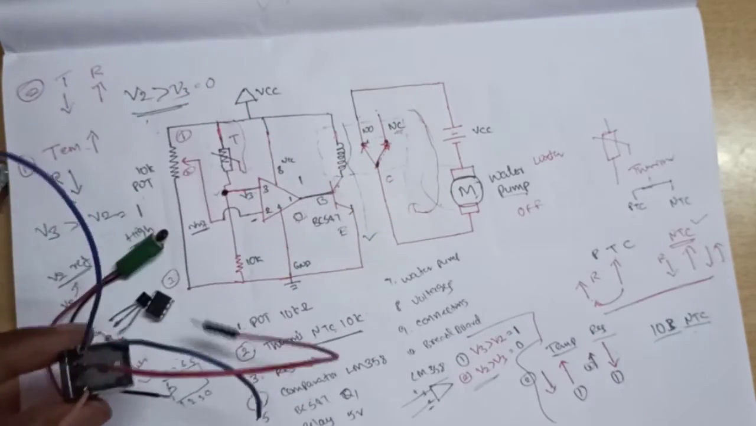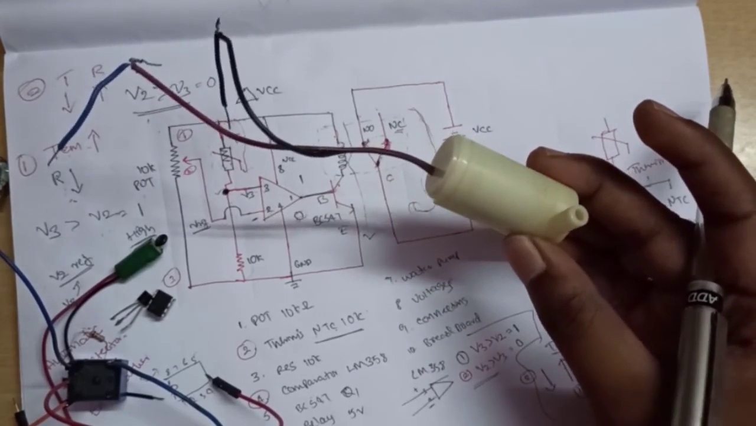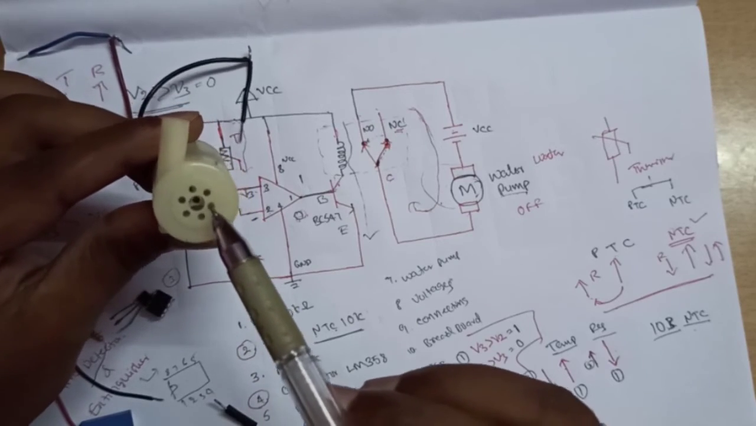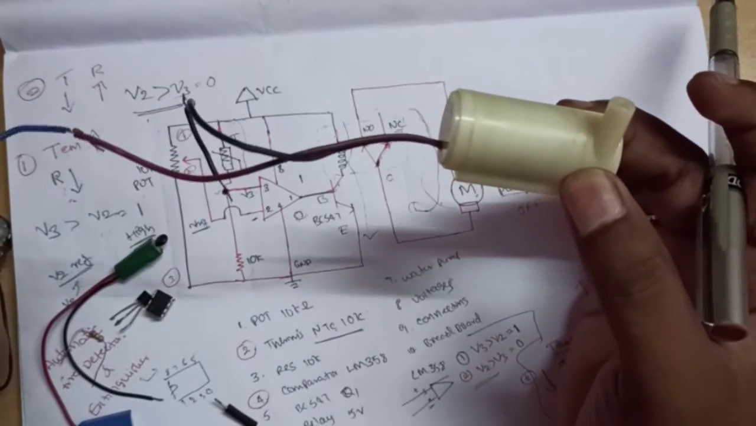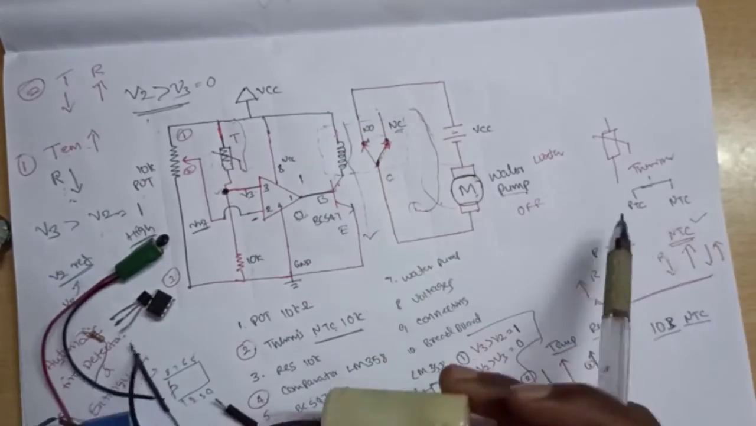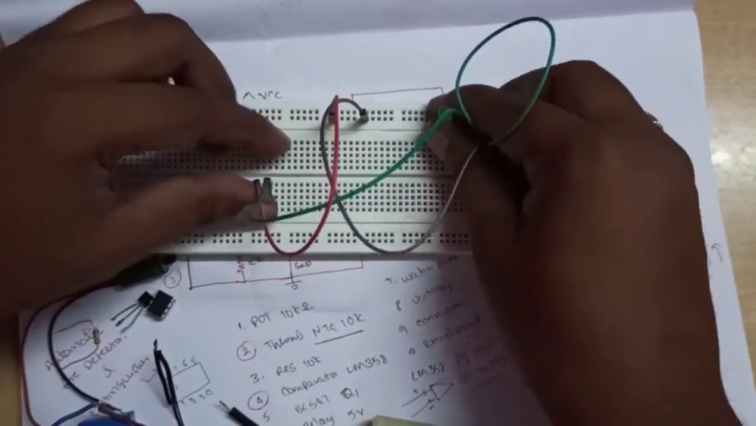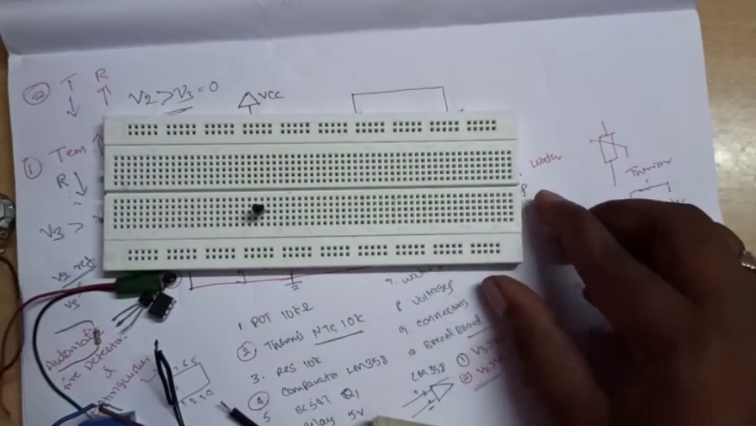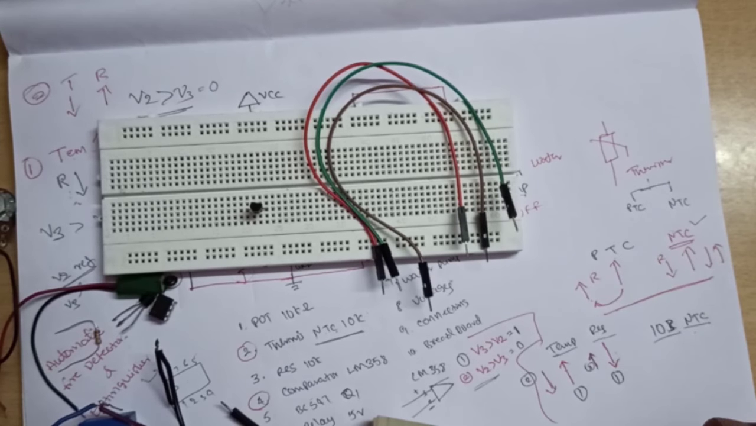Next component is the water pump. This is a DC 9 volts water pump. It accepts water from here and delivers water from this point. It has two terminals. Last one is the breadboard, which I use to give the connections, along with patch cords or connecting wires between all the components.